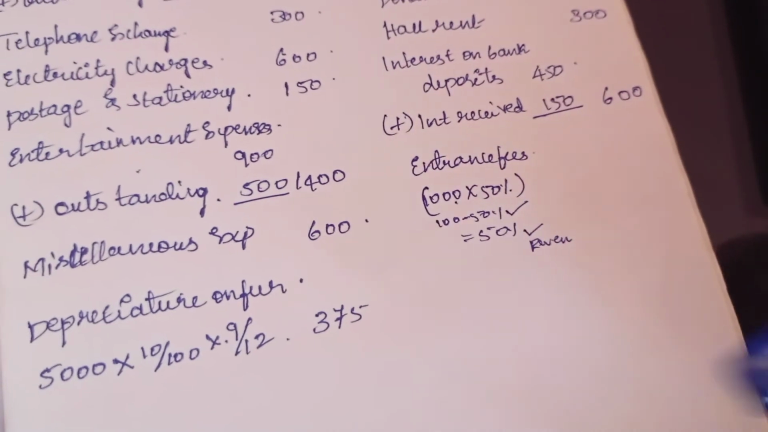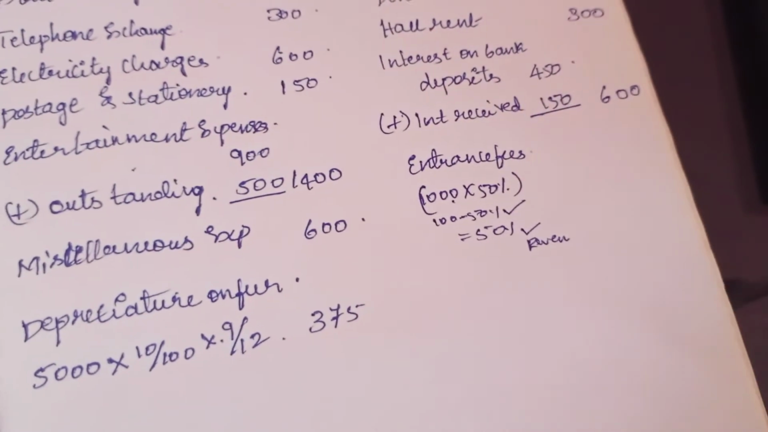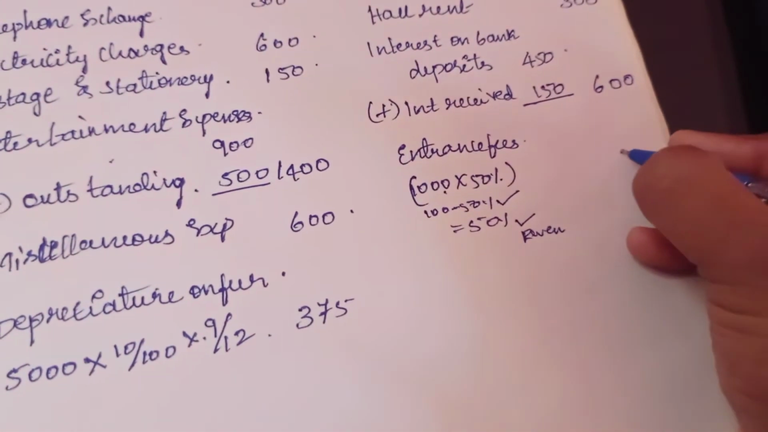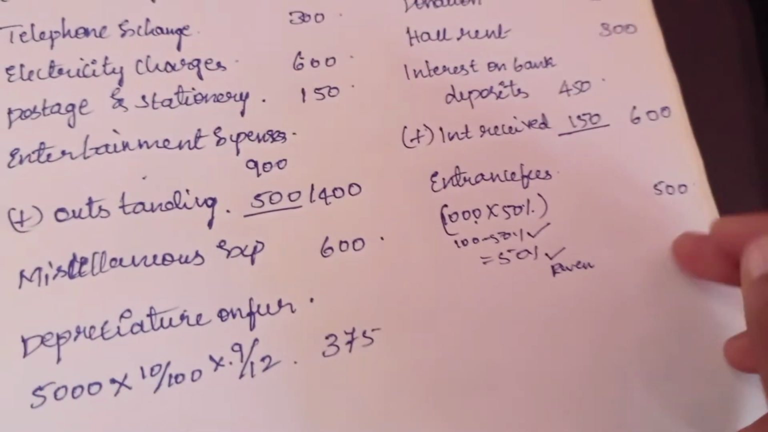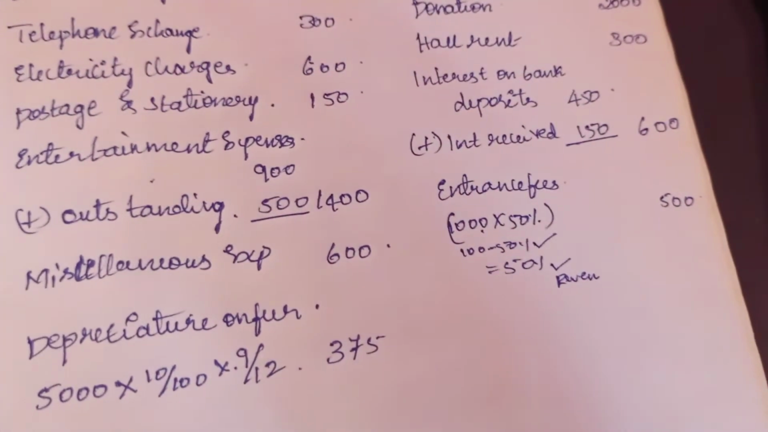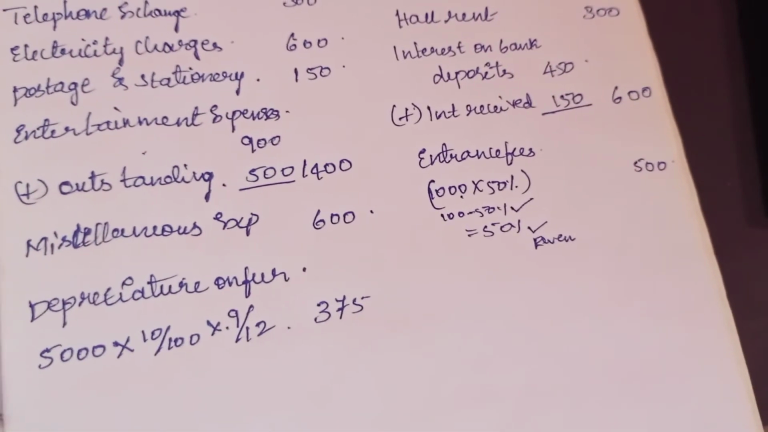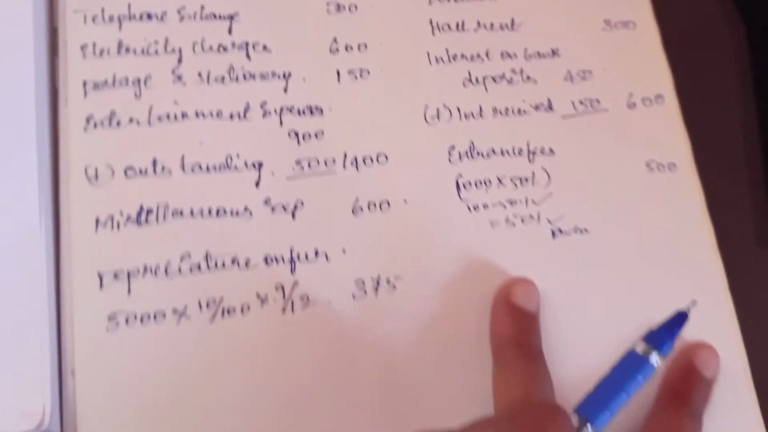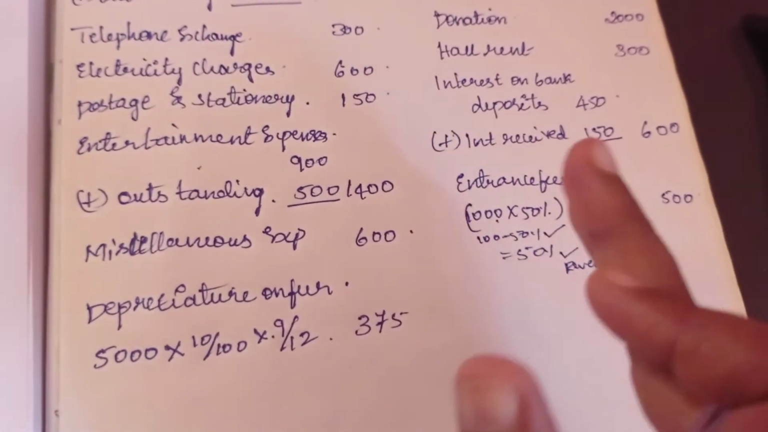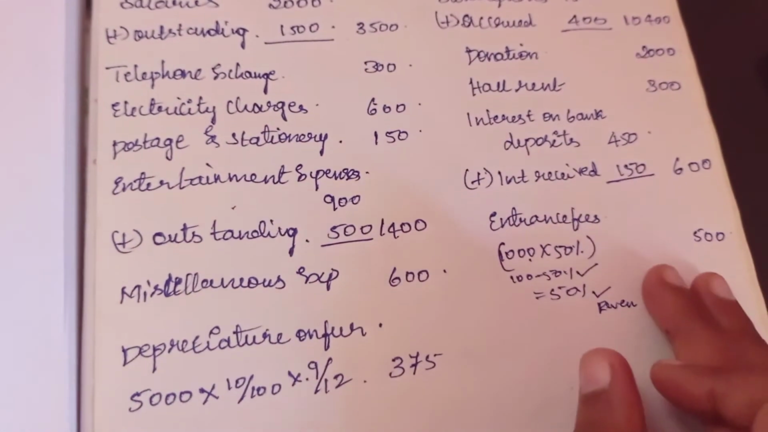So 1,000 into 50% comes to 500. Take only 500 into consideration, only the revenue item, while preparing the income and expenditure account. So these are the items we have transferred from the receipt and payment account to the expenditure and income account.